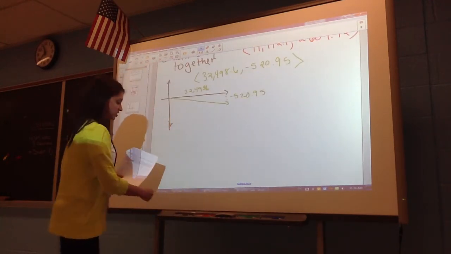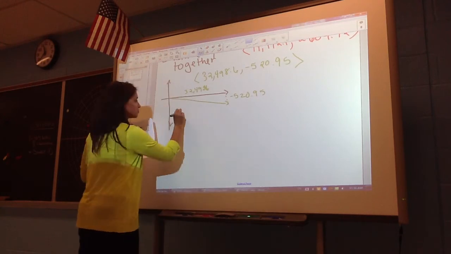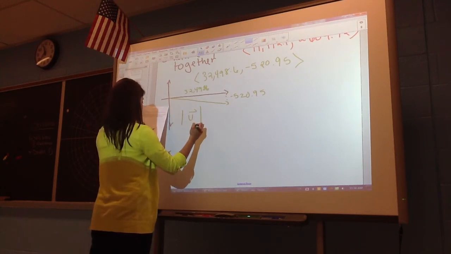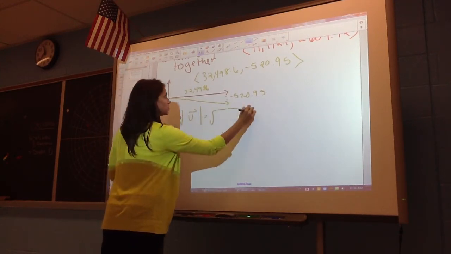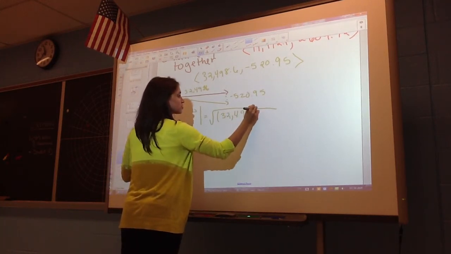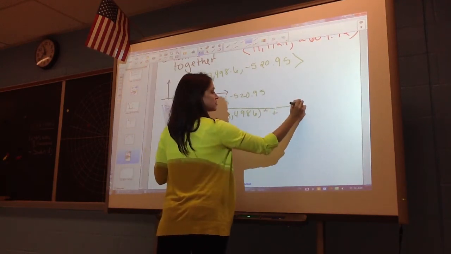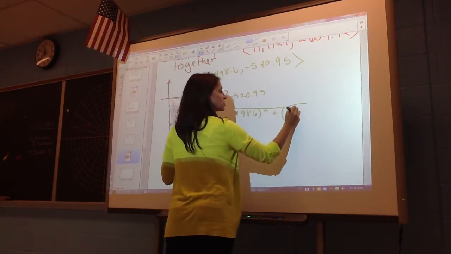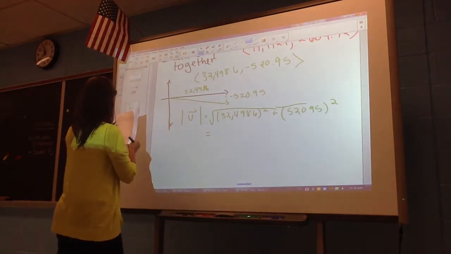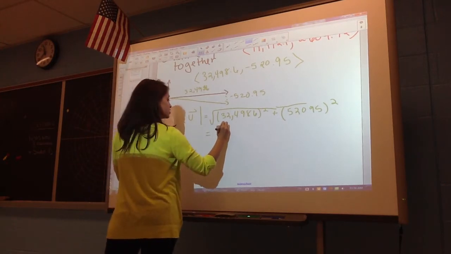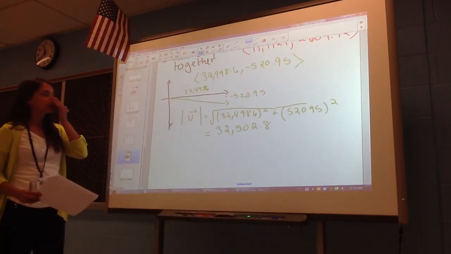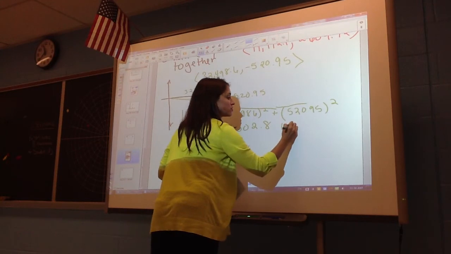So to calculate the magnitude of this vector that I'm going to call u, we take its Pythagorean theorem, the square root of 32,498.6 squared plus 520.95 squared, and that gives us a magnitude of 32,502.8. This is my force. This is in pounds.